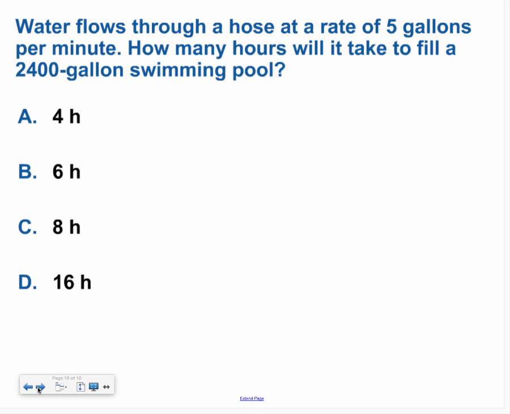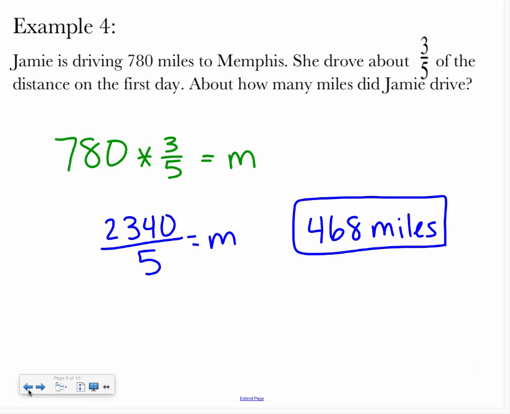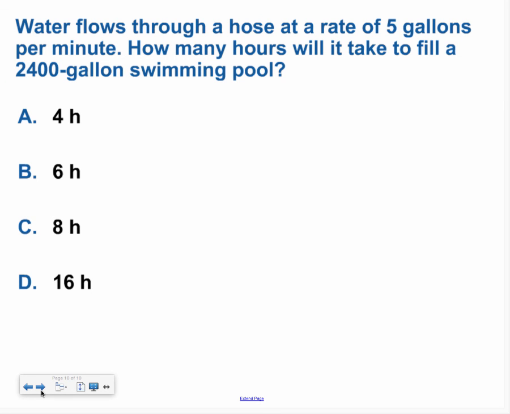Okay. One important thing with word problems, make sure you always label your answers. Sometimes I will mark off points if you forget to label your answers. It's very important. So a number is just a number, but when you're talking about word problems, if you just tell me 468, I don't know what that 468 represents. Okay, that's why you need miles. All right, next problem. This is the last one for you to try on your own. Good luck.